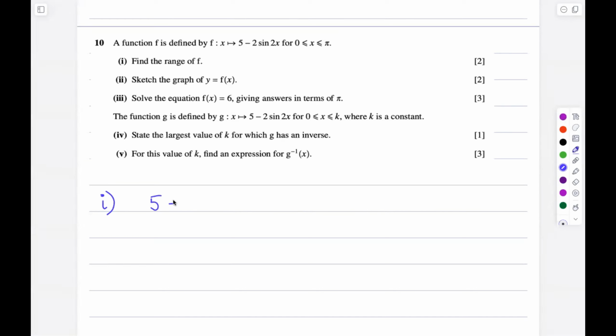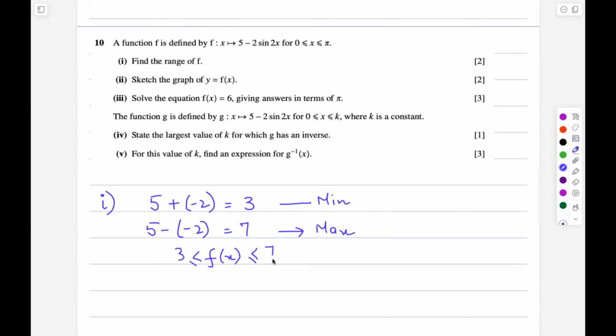So first adding 5 and minus 2, you will get 5 minus 2, which is 3. And then subtracting, 5 minus minus 2 will become 7. So this will be the minimum value of f of x, and this will be the maximum value of f of x. So we can write that f of x will be greater than or equal to 3 and less than or equal to 7. Another way to find the range of f could have been that we could have assumed values of x as 0, pi upon 4, pi upon 2, pi and 2 pi upon 3, and then found out the maximum and minimum values. And from that, we would have observed that the maximum and minimum values would have been 7 and 3.